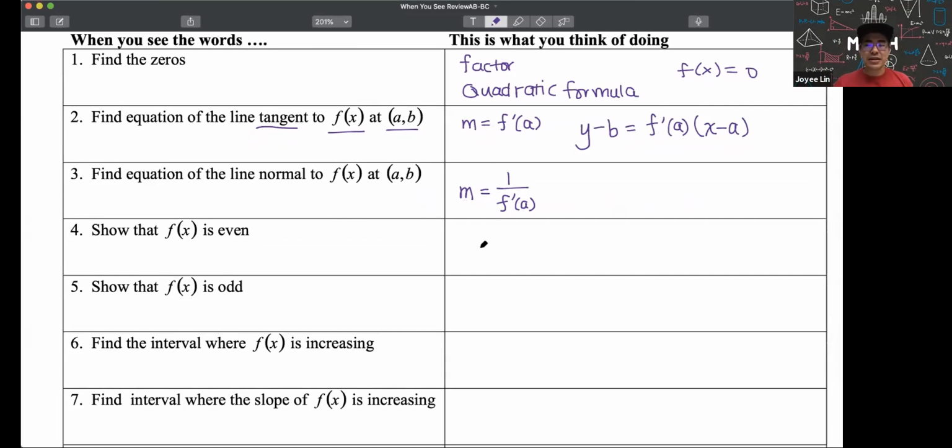Show that f of x is even. I'll just give this one to you. That means you have the same y value regardless of the sign. And then f of x is odd, right? Or you can think of something that has y-axis symmetry, right? Thank you for telling me negative. Yes, negative 1 over f prime of a. Thank you.